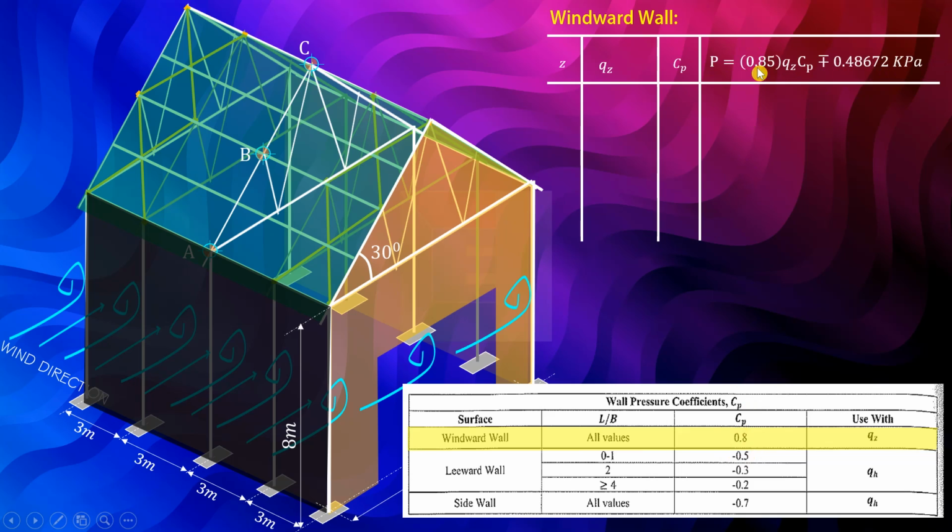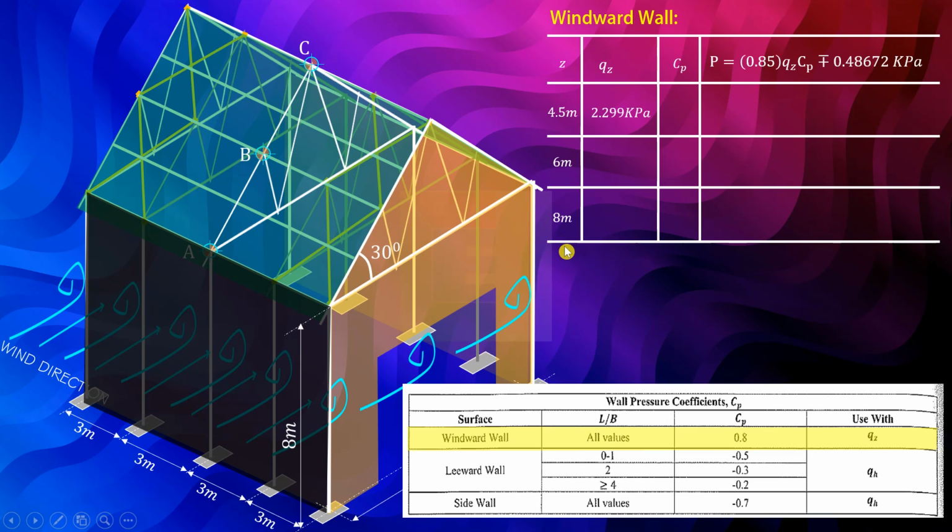So, ito yung nakuha natin na design wind load. So, we have 0.85. So, ito magiging QZ na. And then, CP minus plus 0.48672 kPa. So, for different value of Z, so meron tayong sa 4.5, sa 6 meters, 8 meters, ayan. Okay? Hindi kasali yung QH. So, kasi sa wall lang tayo, so, hanggang 8 meters lang. Kasi dito lang yung wall.